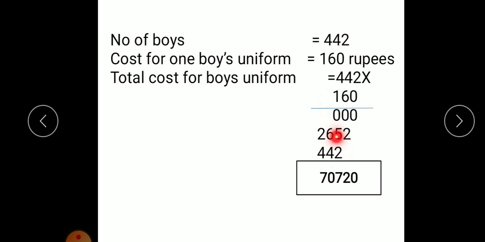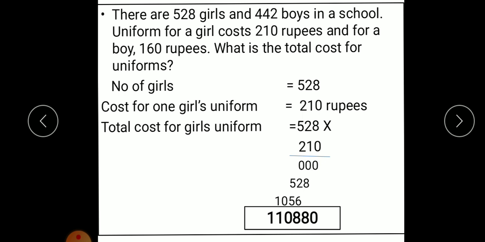So 1 into 2 is 2. Write in the hundreds place. See, this is the hundreds place. So write 2 here. 1 into 4 is 4. 1 into 4 is 4. So we get 442. Now add these numbers: 0, 2, 5 plus 2 is 7, 6 plus 4 is 10, 1 is remaining, 4 plus 2 is 6, and 1 remaining in our hand, that is 7. So we got the answer 70,720. So the total cost for boys' uniform is 70,720.